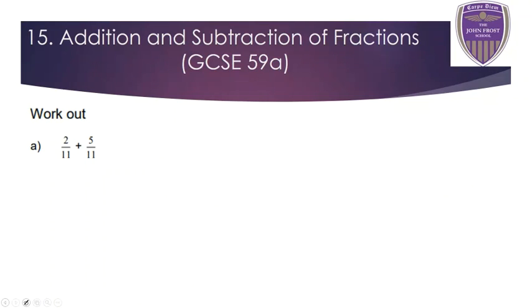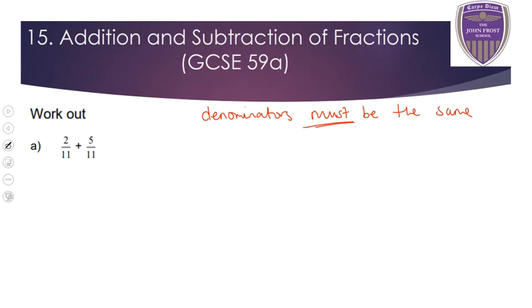Okay, right, adding and subtracting fractions. So you'll notice on this first question, we've got 2 over 11 plus 5 over 11. The first thing that we need to remember is denominators, or bottom numbers, whatever you want to call them, must be the same. You can't add or subtract fractions unless the denominators are the same.